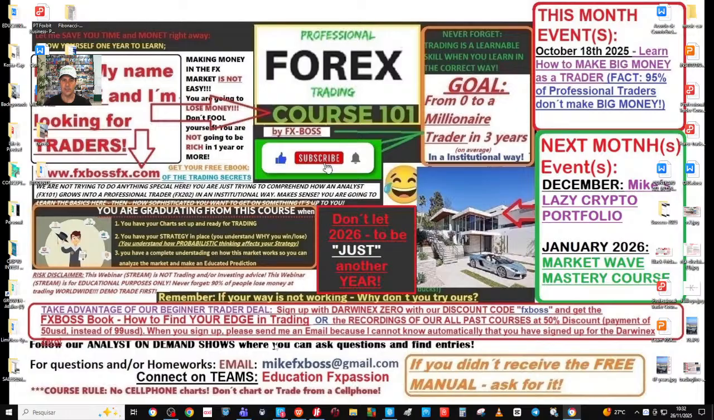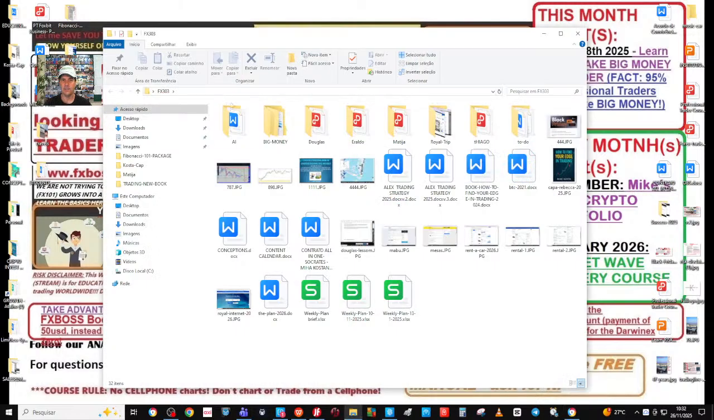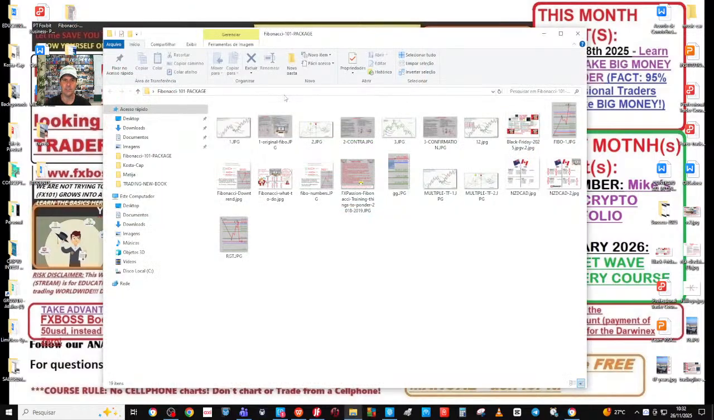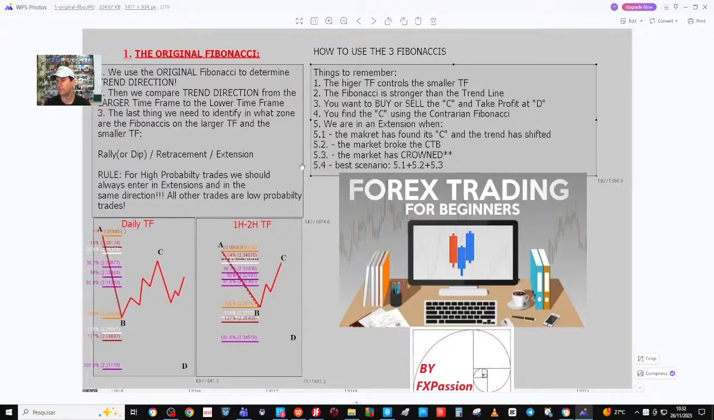So, Fibonacci learning. This is the first one everybody that you must learn and remember. Today we have how to find the contrarian Fibonacci in an uptrend. Everybody, type in the chat a currency pair that you believe is in an uptrend.